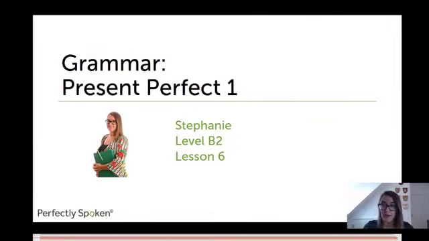So this is present perfect 1. I've called it 1 because there are actually going to be 2 lessons on this tense because it is an important tense and there's a lot to cover. So lesson 6 and lesson 8 will be on this topic.